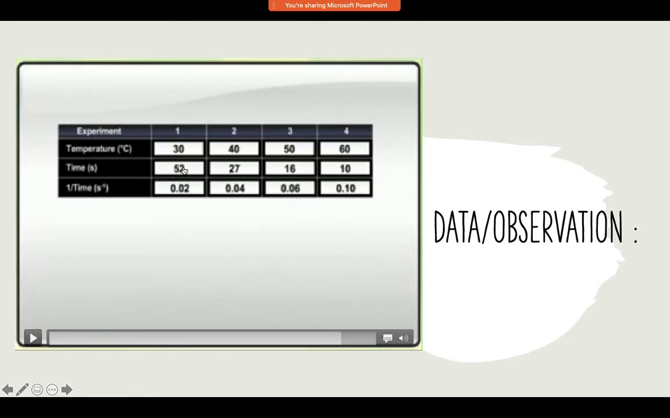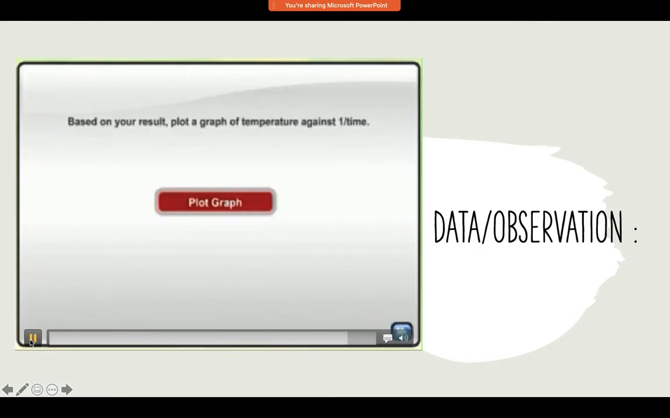If we look at the relationship earlier, as the temperature increases, the time taken decreases. But 1 over time is directly proportional to the temperature. 1 over time also will increase, because it is 1 over time, so the value is inverted. From the tabulated results, plot a graph of temperature of sodium thiosulfate solution against 1 over time by clicking on the points on the graph paper.